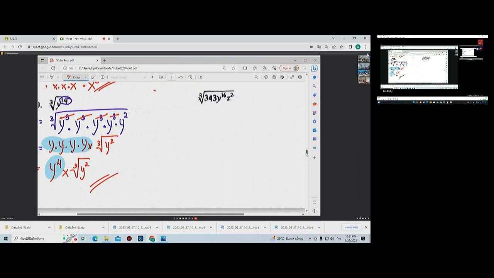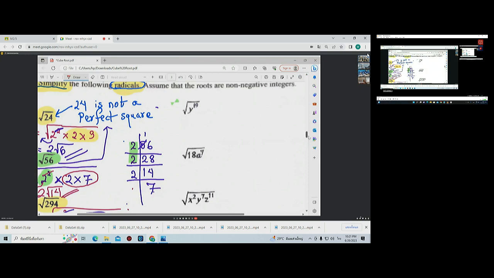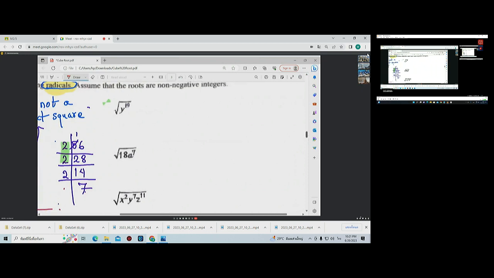Have you finished? Yes? Okay, let us practice another question then. What do we have now? Is this cube root or square root? Square root. Look at here. This is square root. Okay, not cube root. If you have 3, cube root. If you have not 3, square root. Understand?